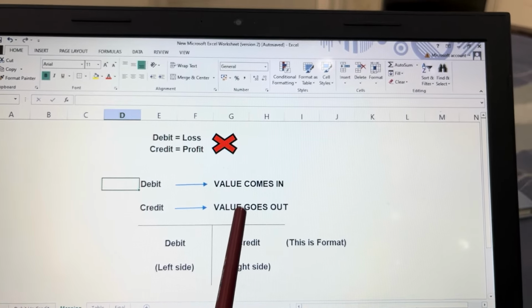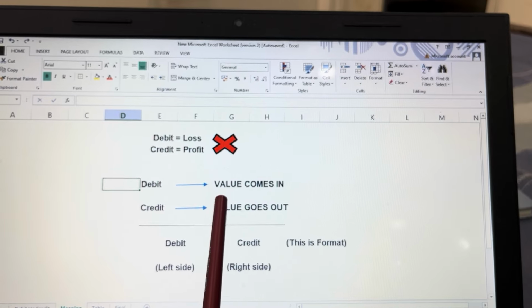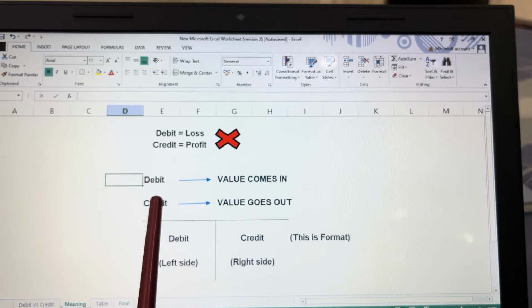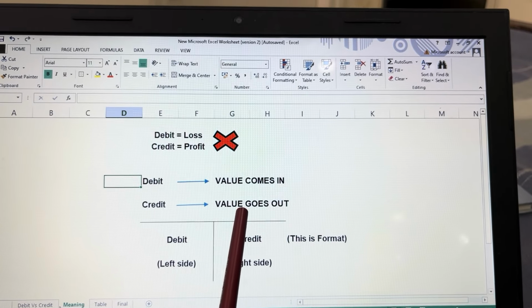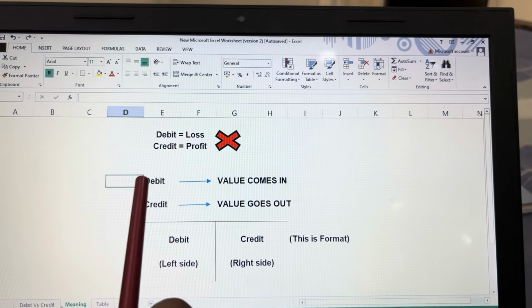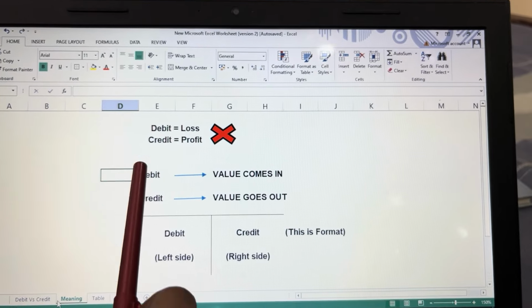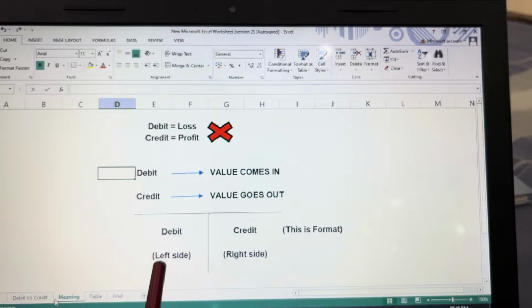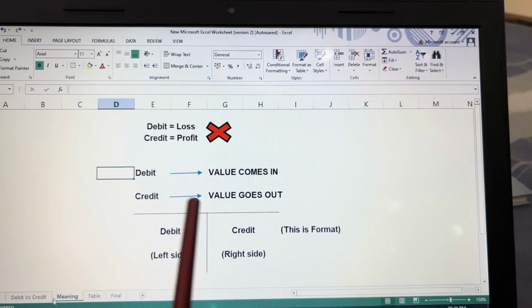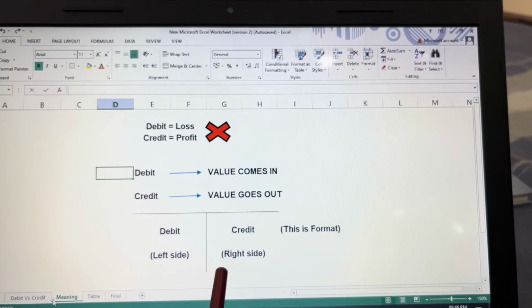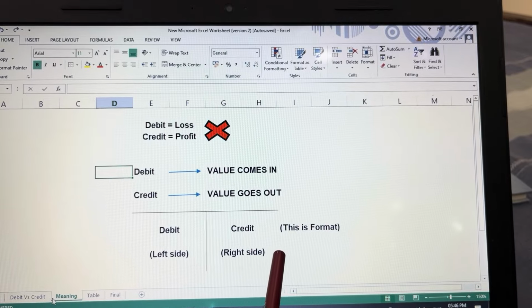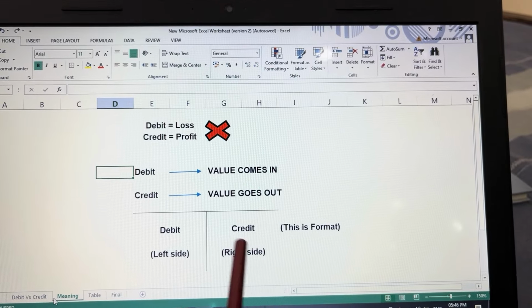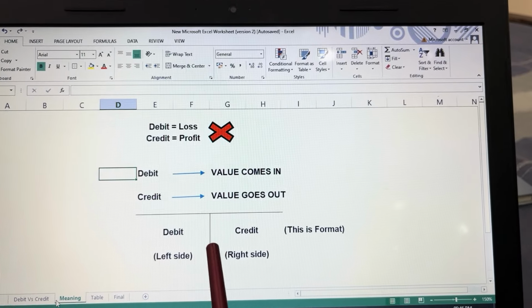If value comes into the business, it is called debit. If value goes out of the business, it is called credit. Debit is always shown on the left side, credit always on the right side. This is format, not a meaning.